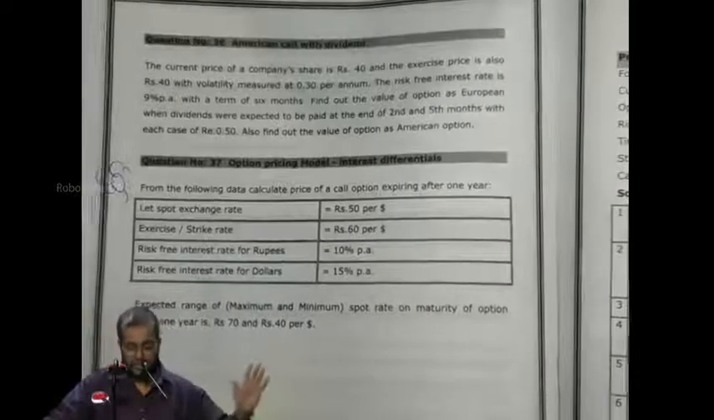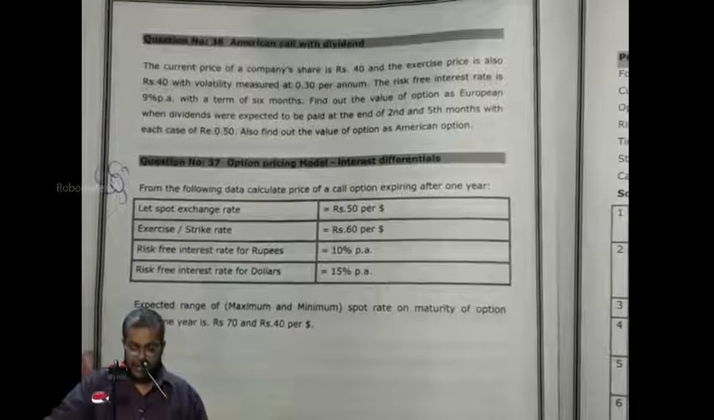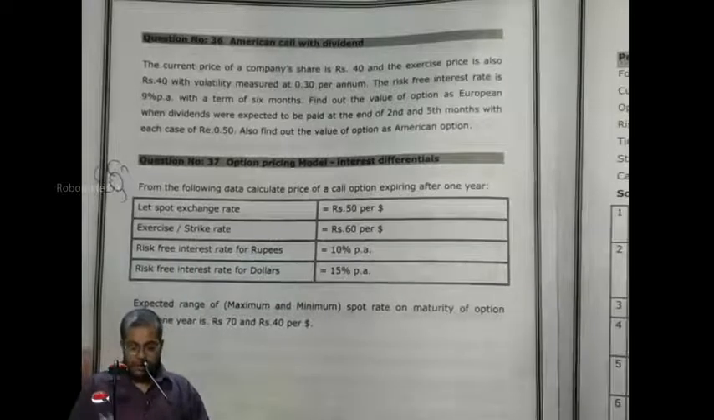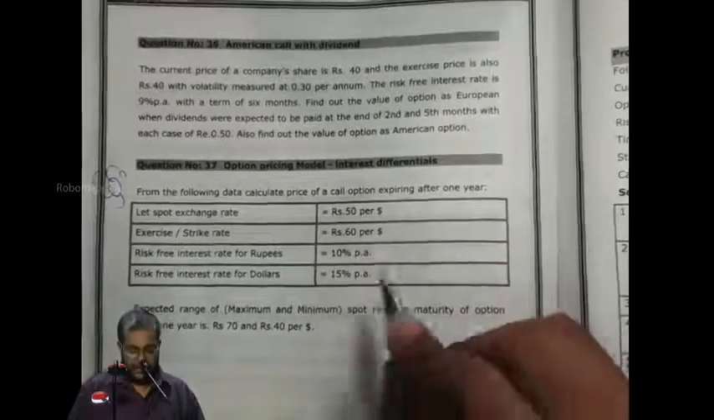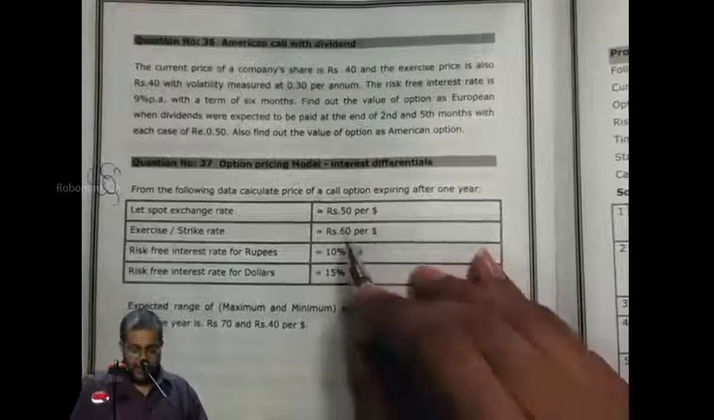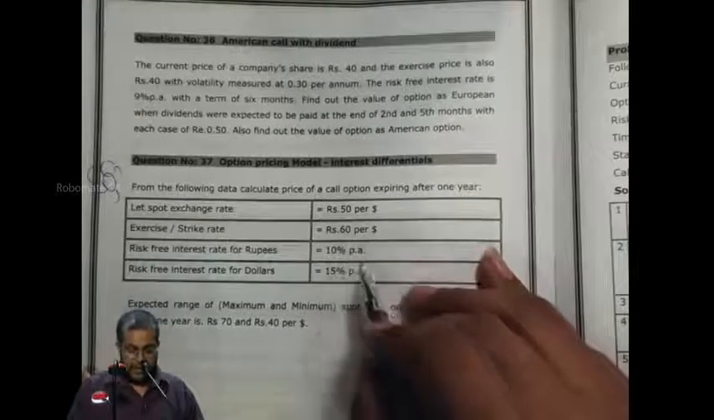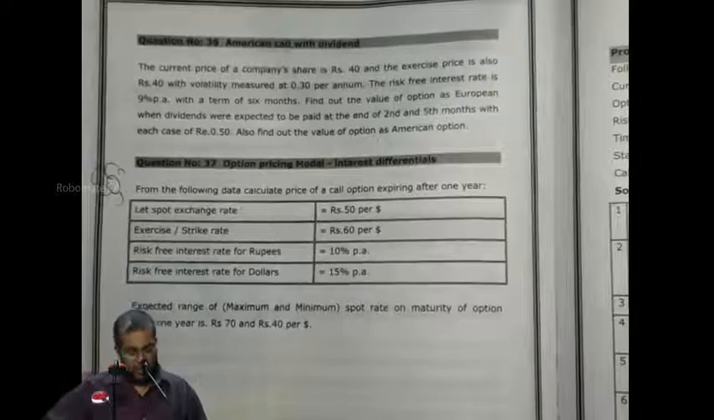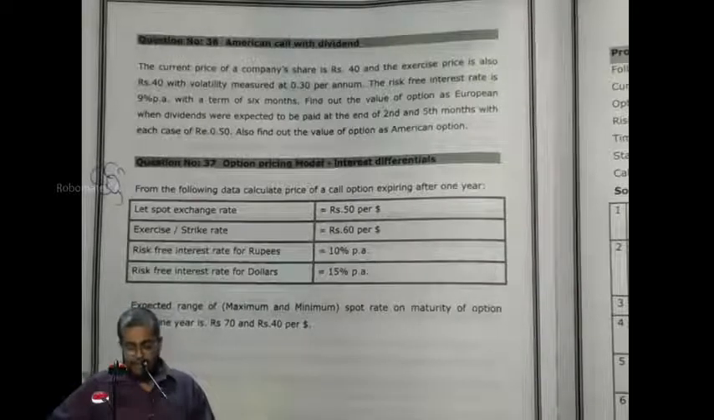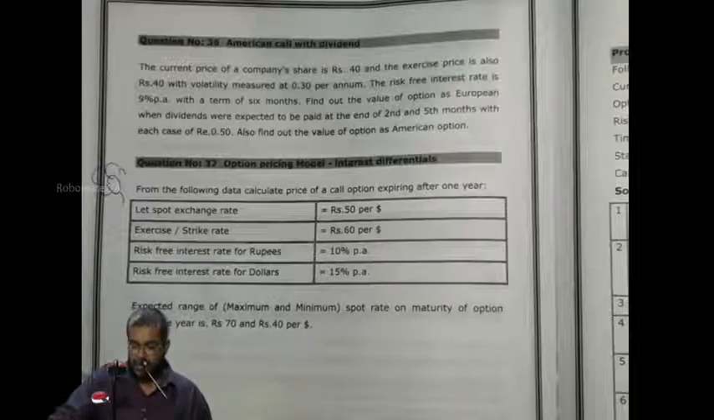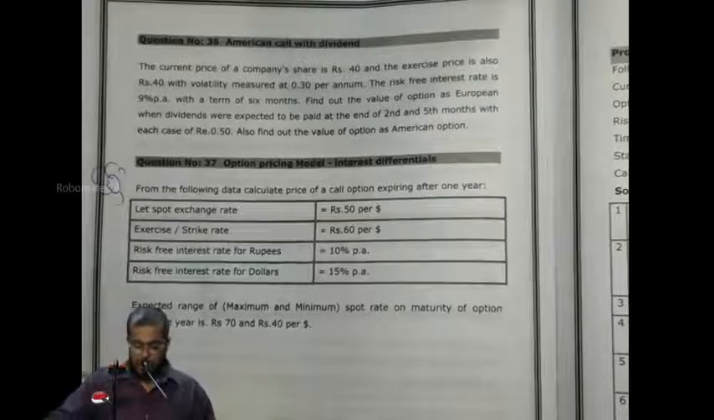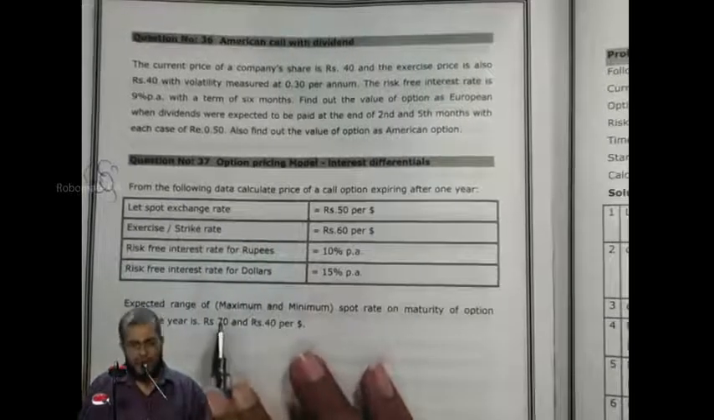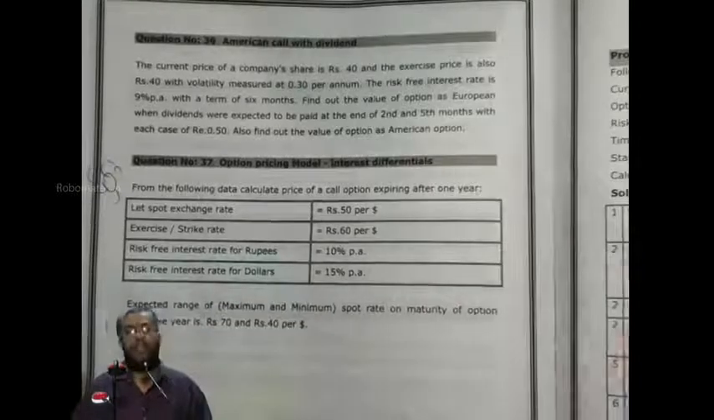From the following data, calculate the price of a call option expiring after 1 year. Spot rate $1 is 50 rupees. Strike price $1 is 60 rupees. Risk-free rate 10% per annum in India, 15% per annum in US for dollars. Expected range, maximum and minimum spot on maturity of option after 1 year is rupees 70 and rupees 40. They did not use the word 'to', it is 70 and 40 per dollar. These are all the details given.